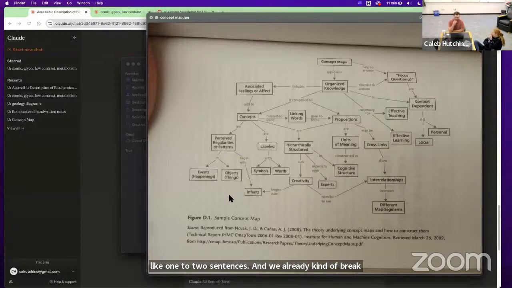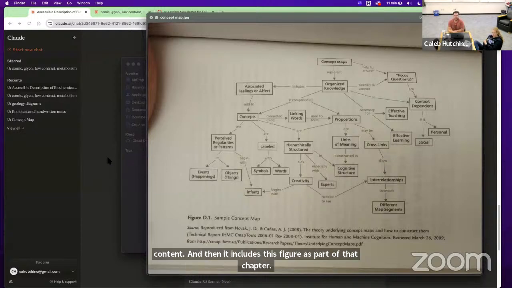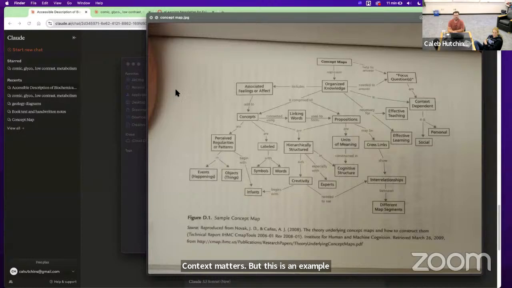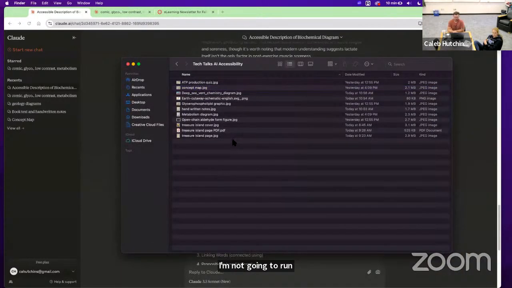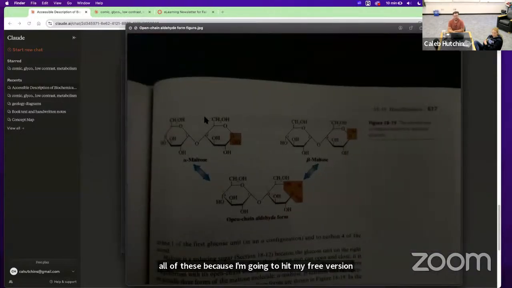This is a conversation. In the context of the book that this comes from, this is part of a chapter that really dives into this content, and then it includes this figure as part of that chapter. So the context matters. But this is an example where the AI is not very good at it. I'm not going to run all of these because I'm going to hit my free version of Claude limit if I keep putting in these really complicated things. But I had some other screenshots that I took.